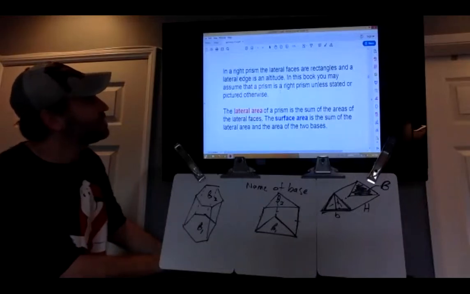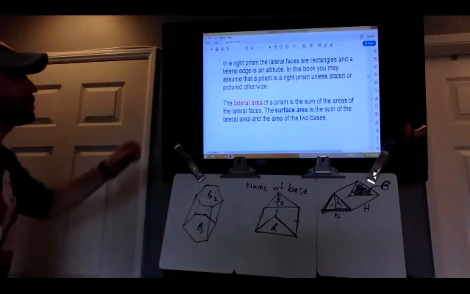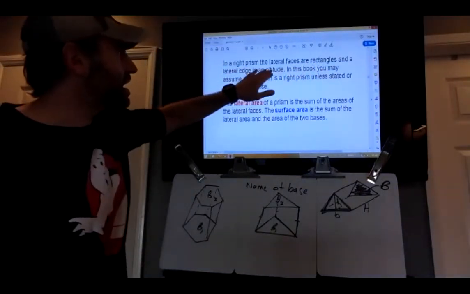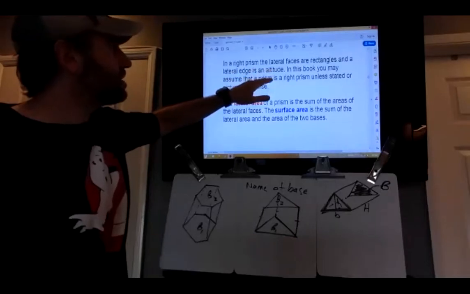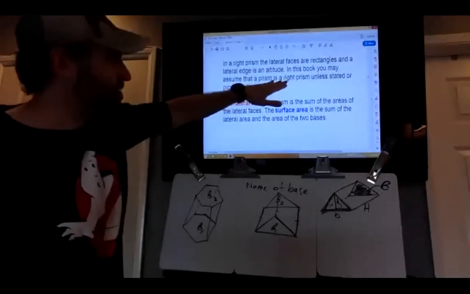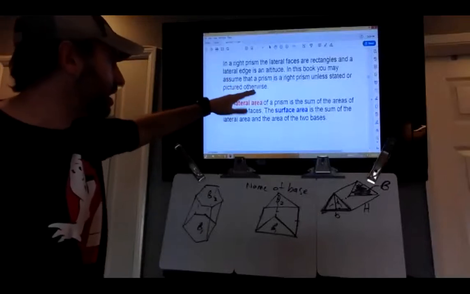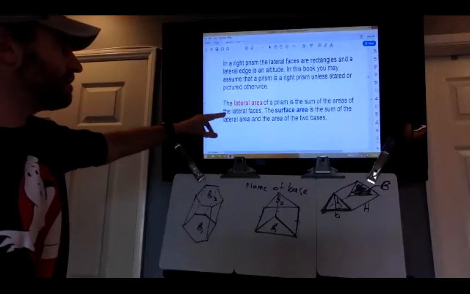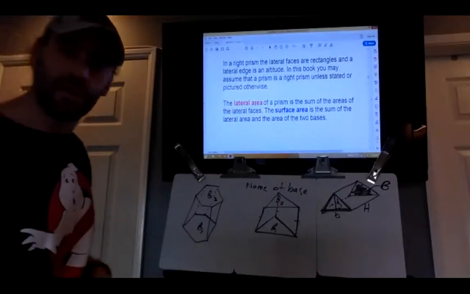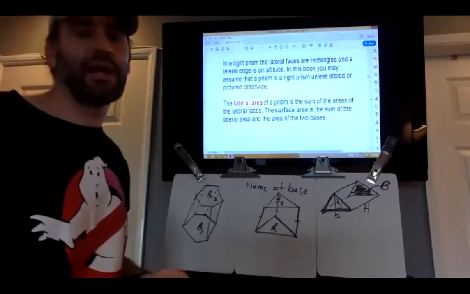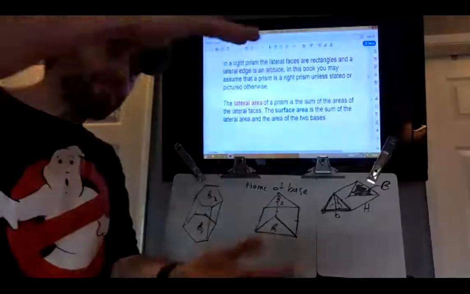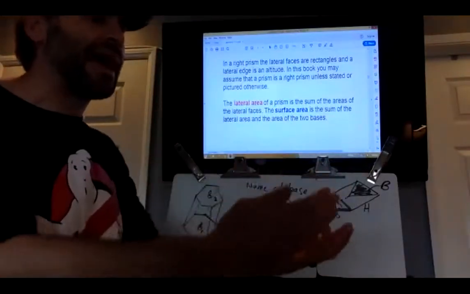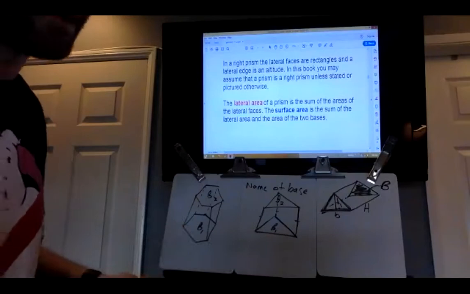Okay. So this says what we already talked about. In a right prism, the lateral faces are rectangles, and a lateral edge is an altitude. So in this book, you may assume that a prism is a right prism unless stated or pictured otherwise. The lateral area of a prism is the sum of the areas of just the lateral faces alone. So this is how we're going to make a master formula out of this. We're going to separate the area of the bases from the other area. Everything else is going to be lateral area. And it's just all made of rectangles.